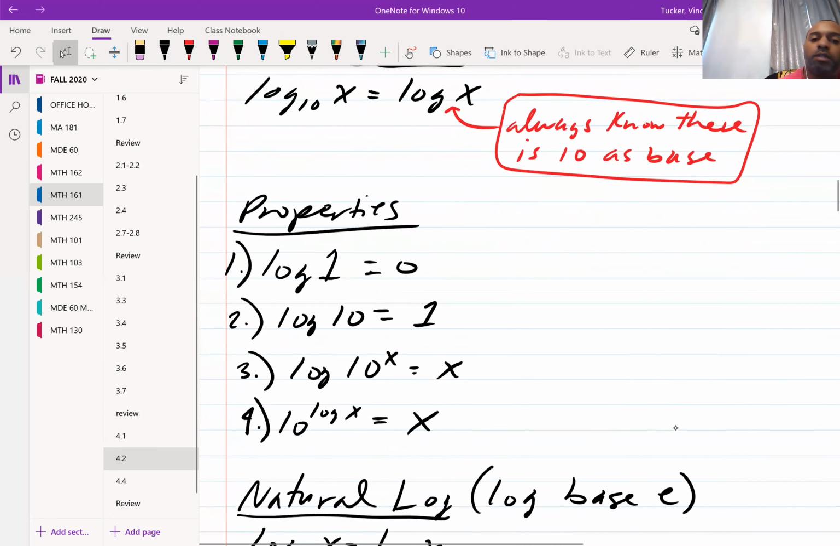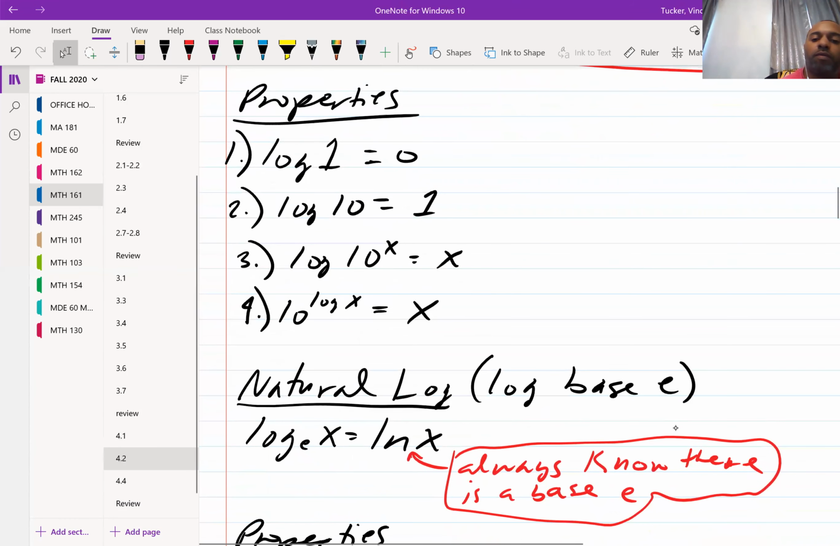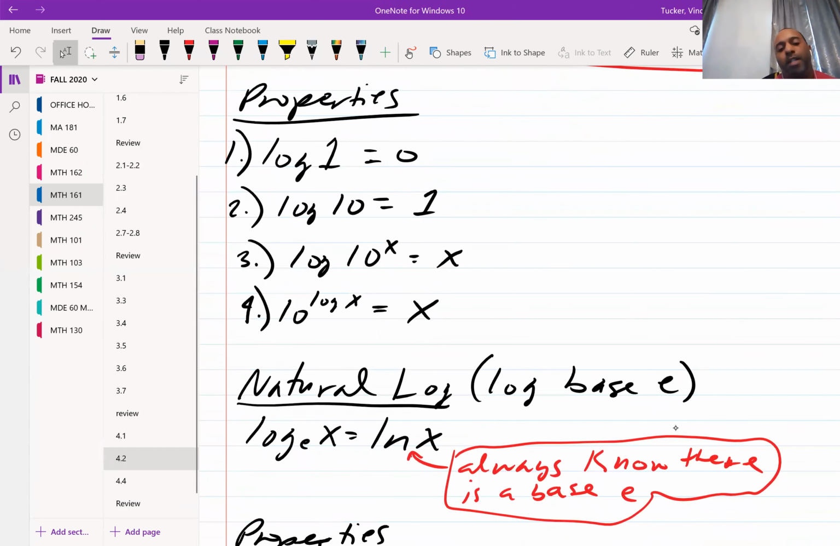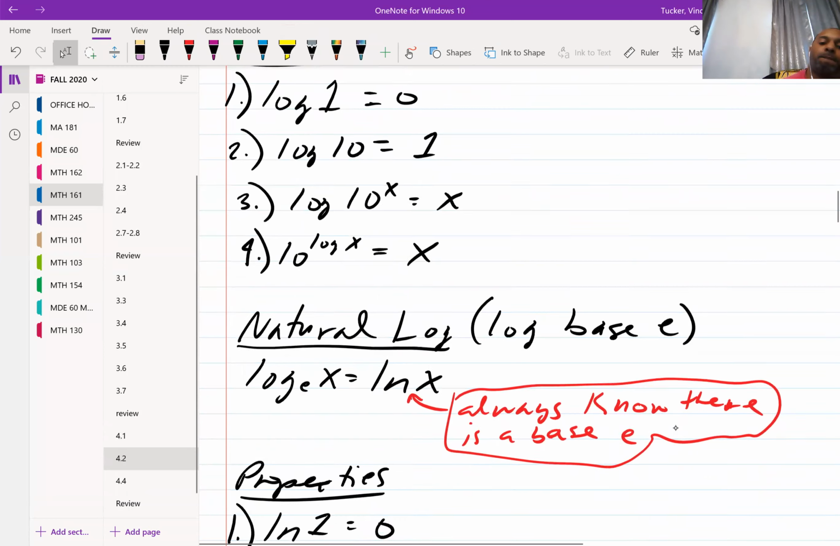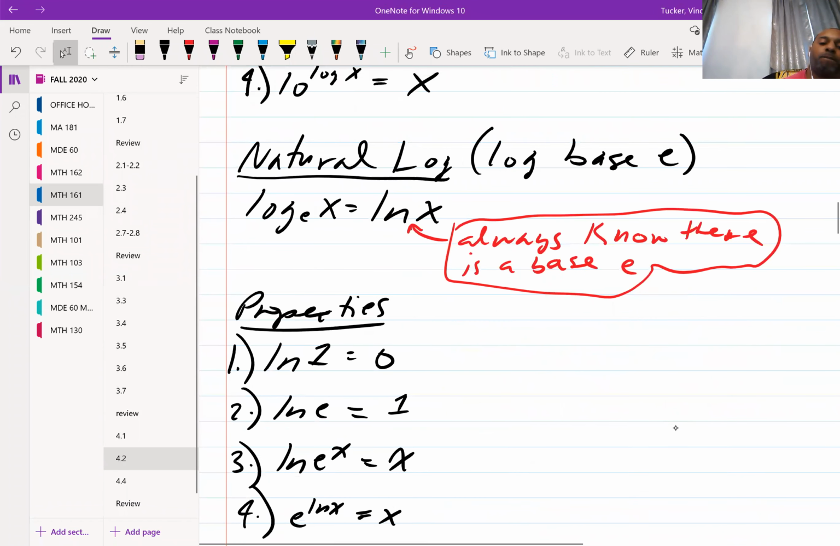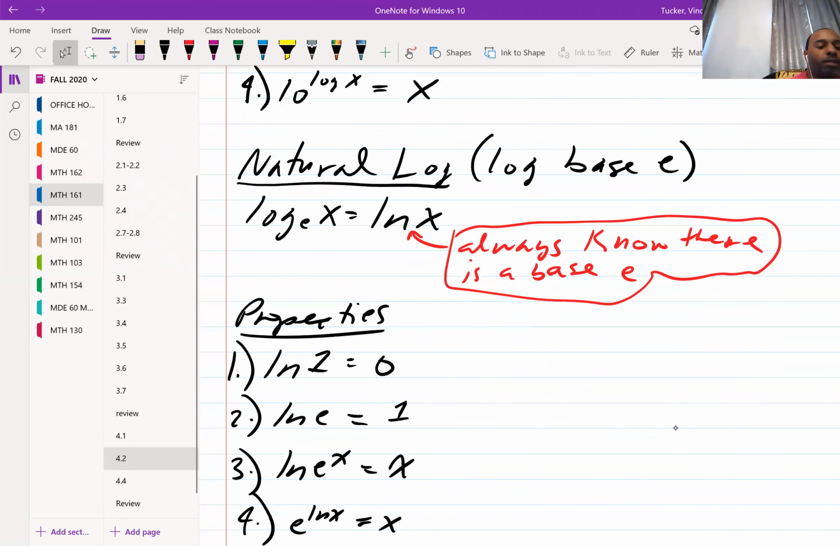All right, next one is the natural log. That's log base e. So when you see ln of x, that's your other log. There are two logs that are automatically programmed in your calculator if you have a scientific calculator: the common log, and then your natural log, ln of x. If you see ln, then they assume that's log base e. And those same four properties apply to the natural log.